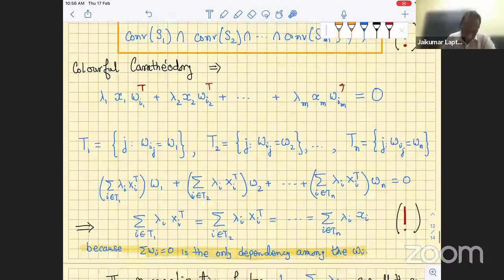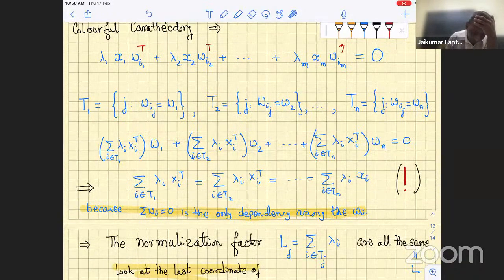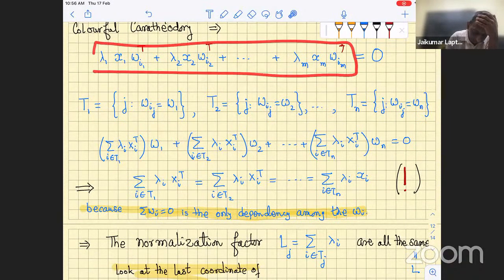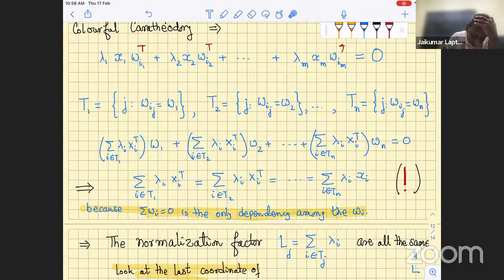Now, this very sum, you collect all of them that had W1 as their second coordinate, and you write them here. So you take every index in J, the corresponding Xj will appear with the corresponding lambda. But they have W1 as the second coordinate, W2 as the second coordinate, Wn as the second coordinate. Is that clear? And this sum is equal to 0. Okay.